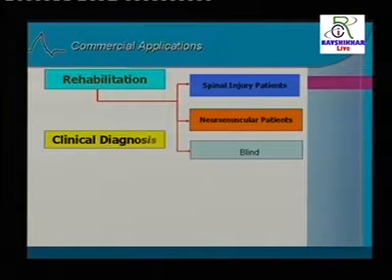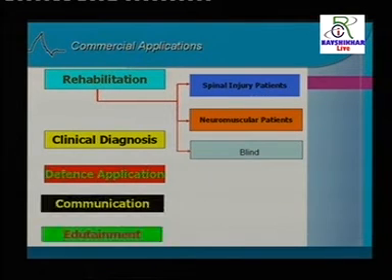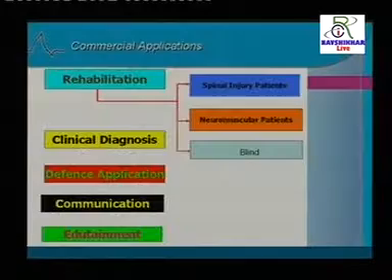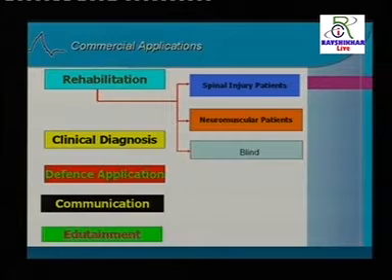One more thing, let me talk about this eye movement device. What was in our mind is not only rehabilitation of spinal injury patients, neuromuscular or blind patients, it can be devised for clinical diagnosis also. As I said, you know, what kind of problem the person is having for the various movements of the eye, because we are extracting the signal as it is.